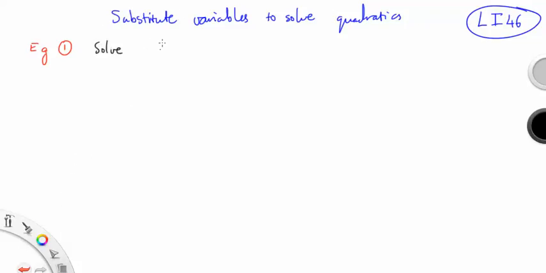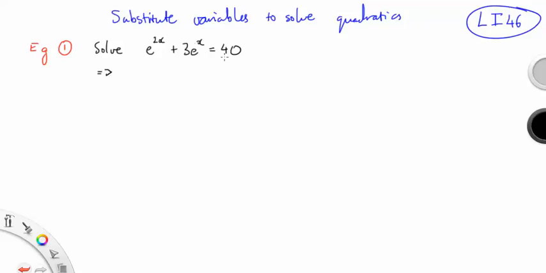Solve e to the 2x plus 3e to the x equals 40. So solve for x here. How are we going to solve for x? Well, there's two different x's and one's a 2x and one's an x. It's clearly going to be tricky if you just try to transpose it. What should jump out at you though is that it's a quadratic form. So I'll show you what I mean.